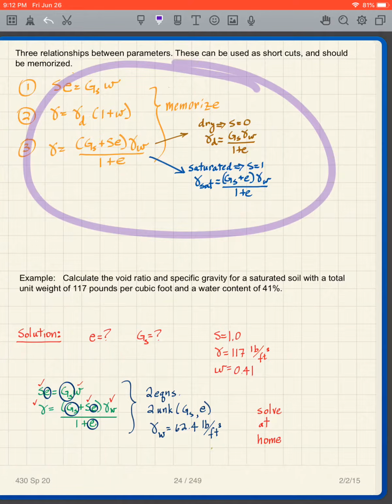Again, you need to memorize all these equations. A little bit of memorization here in this course. There's not much. This is the most that we will get.